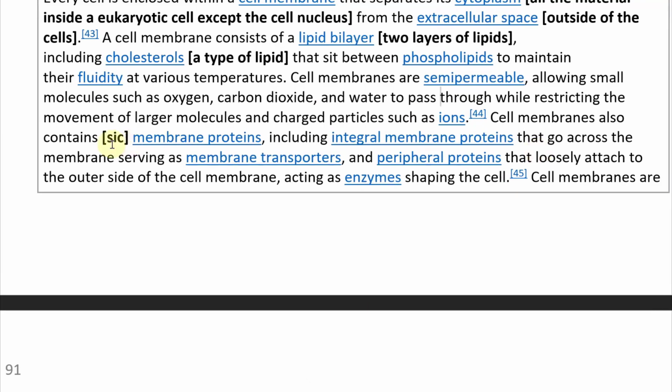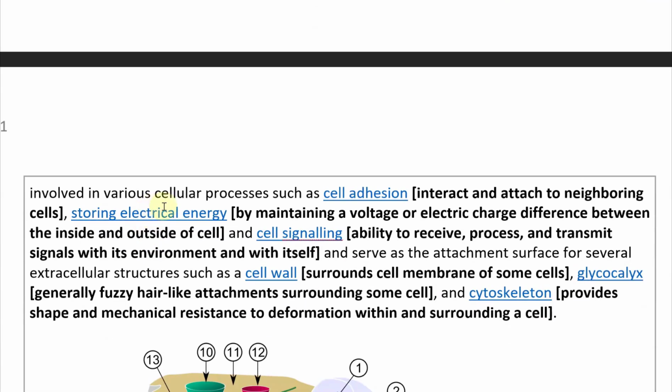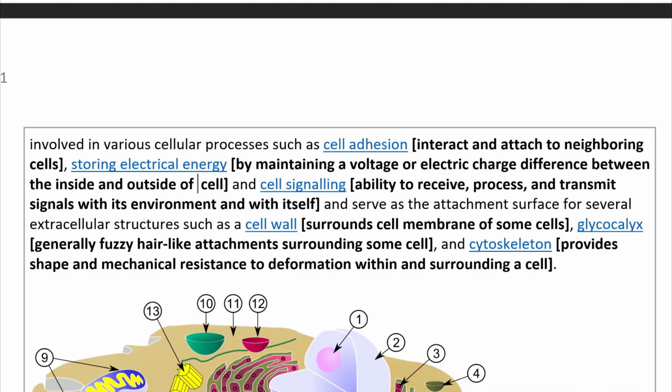So cell membranes also contain membrane proteins, including integral membrane proteins that go across the membrane, serving as membrane transporters, and peripheral proteins that loosely attach to the outer side of the cell membrane, acting as enzymes shaping the cell. Cell membranes are involved in various cellular processes such as cell adhesion, which is to interact and attach neighboring cells, and storing electrical energy by maintaining a voltage or electric charge difference between the inside and outside of a cell.